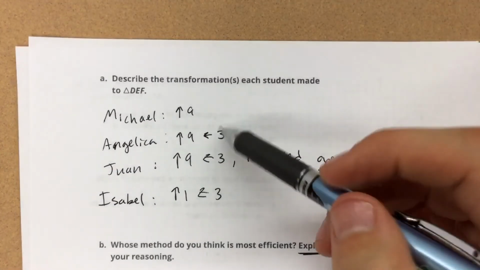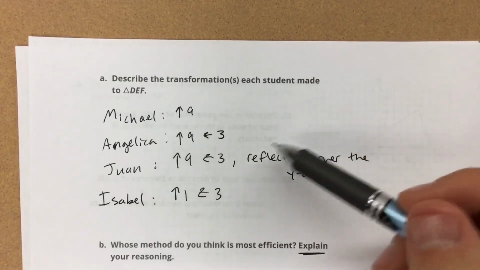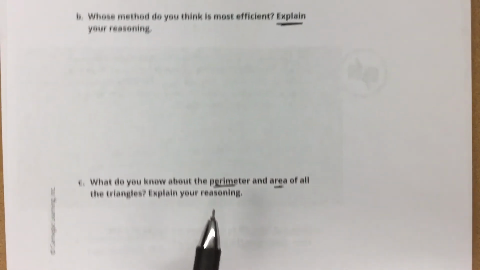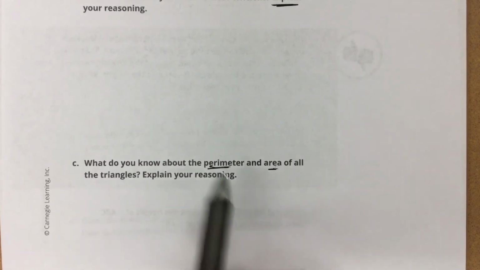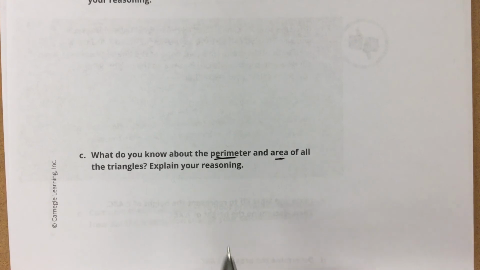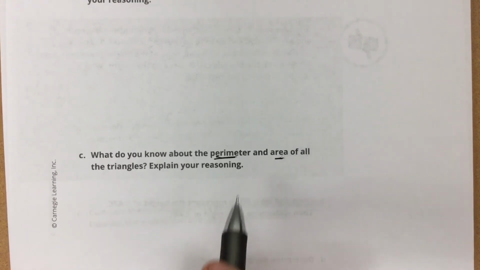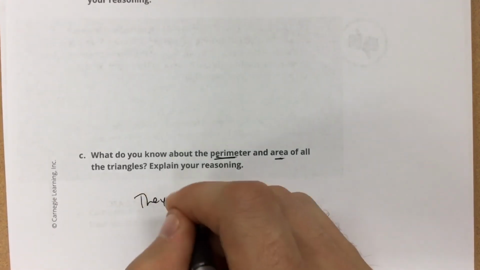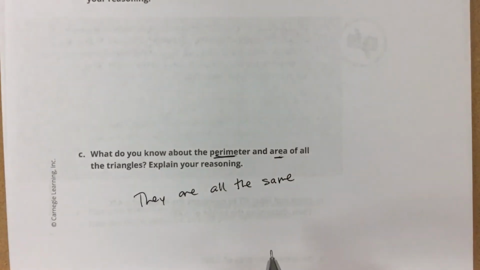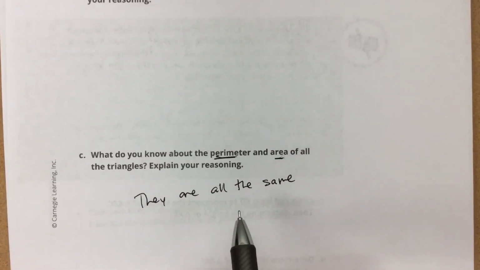So that means that translations don't affect size. That means that reflections don't affect size. They only affect position. So that means that all of these shapes have the same area and perimeter. So what do you know about the area and perimeter of all these? They are all the same. And then explain your reasoning for the reasons I just said.